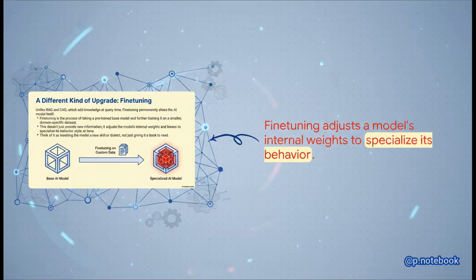The way fine-tuning works is you take a pre-trained base model and you just keep training it, but on a much smaller specific dataset. This isn't about giving it new facts for one answer. It's about actually adjusting the model's internal weights and biases to specialize its behavior, its style, or its tone for good. Now, here's the trade-off. Fine-tuning is a big investment. It needs a really carefully prepared dataset and a lot of computing power, which makes it way more costly and complex than our other options.